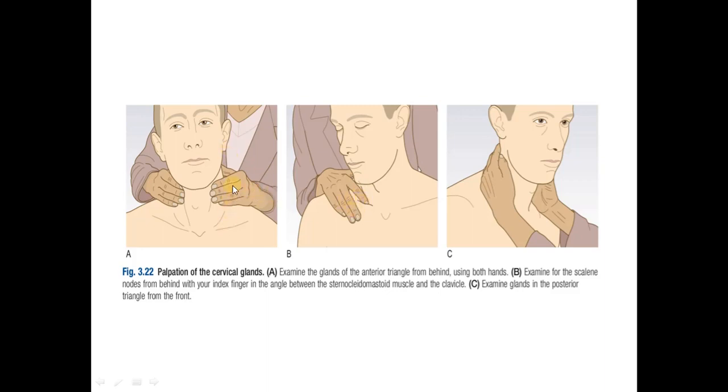It's also important to notice that we can examine the lymph nodes from the posterior position. The doctor should be behind the patient and examine the anterior triangle lymph nodes, while the posterior triangle lymph nodes we examine while sitting in front of the patient. We also examine the submental, submandibular, preauricular, occipital, anterior and posterior triangle lymph nodes.